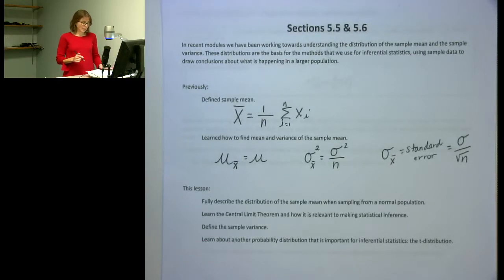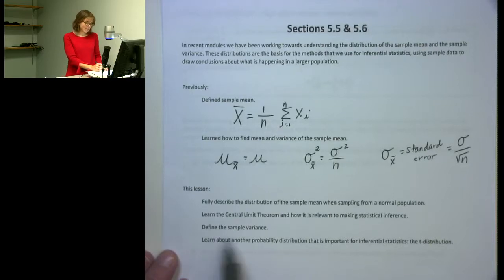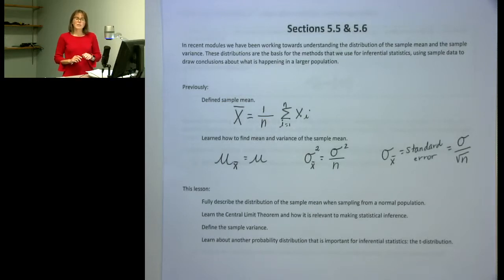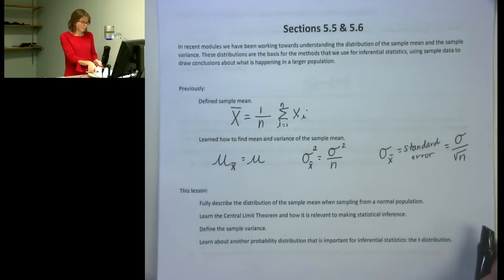Now in this lesson what we're going to do is fully describe the distribution of the sample mean when we're sampling from a normal population. We're also going to learn about the central limit theorem and how it's relevant to making statistical inference. In the second video that accompanies this lesson, we'll learn about the sample variance by defining it, looking at the distribution of the sample variance, and learning about another distribution that's important for inferential statistics, which is called the t-distribution. So that's where we're headed.